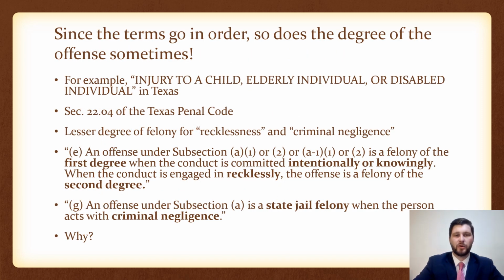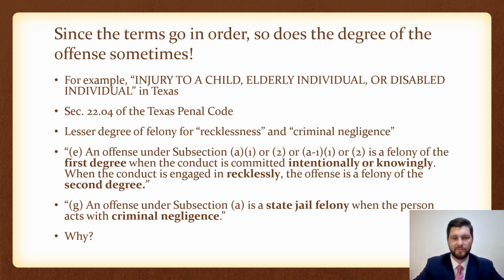So, since the terms go in order, so does the degree of the offense sometimes. That's what we talked about a little bit earlier when we first started the lecture, is that we want to punish people more generally if they have a higher level of criminal intent. We want to punish somebody that purposefully assaults someone more than somebody that is simply negligent or reckless. And you see that in Texas as well. You see that almost everywhere.